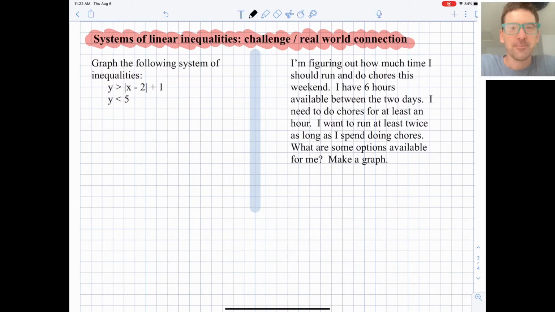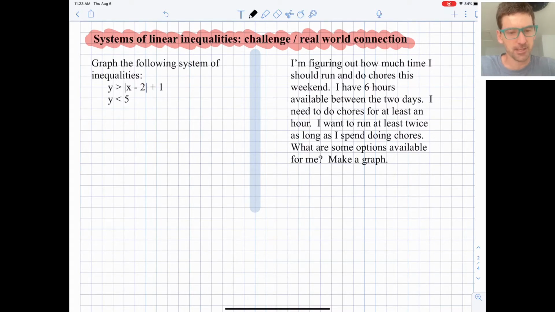All right, we're going to wrap up our work with systems of linear inequalities with a challenge and a real-world connection problem. I encourage you to pause the video and try these on your own, and then check back in and see how you did. So our first task on the left side is to graph the following system of inequalities. y is greater than the absolute value of x minus 2 plus 1, and then y is less than 5.